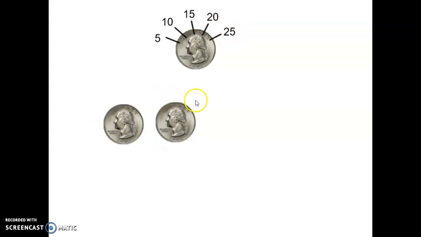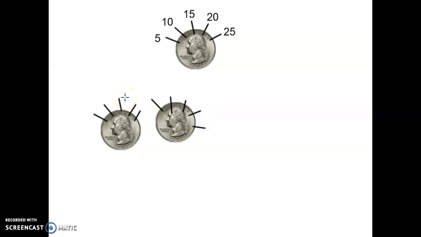So here we have 2 quarters. And remember, there are 5 hairs on each quarter. So I'm going to draw my 5 hairs. 1, 2, 3, 4, 5. 1, 2, 3, 4, 5. You can see the hairs don't have to be perfect. We just want to draw 5 hairs. And we want to count by fives as we touch each hair.